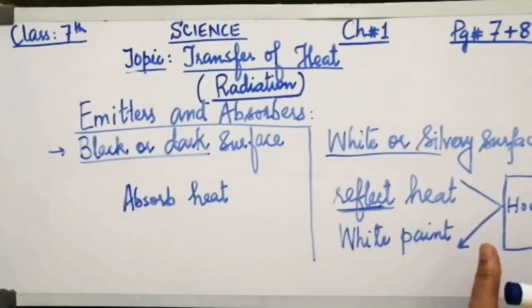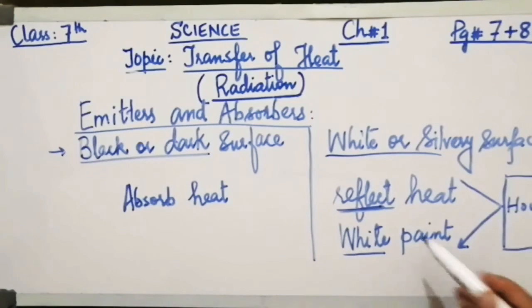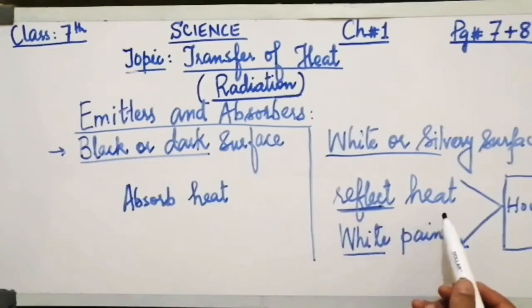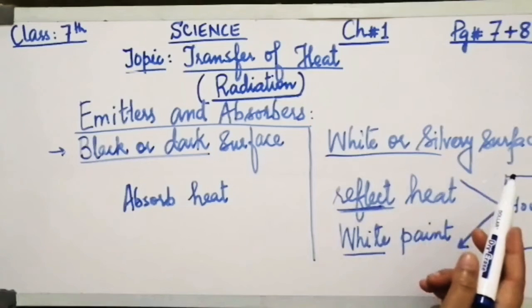And what is basically reflection process is when light or heat energy strike to any surface and this surface is white, then it reflects back. It returns back in any direction. So this is normally given the word reflection, and reflect heat normally refers to the white or silvery surface.